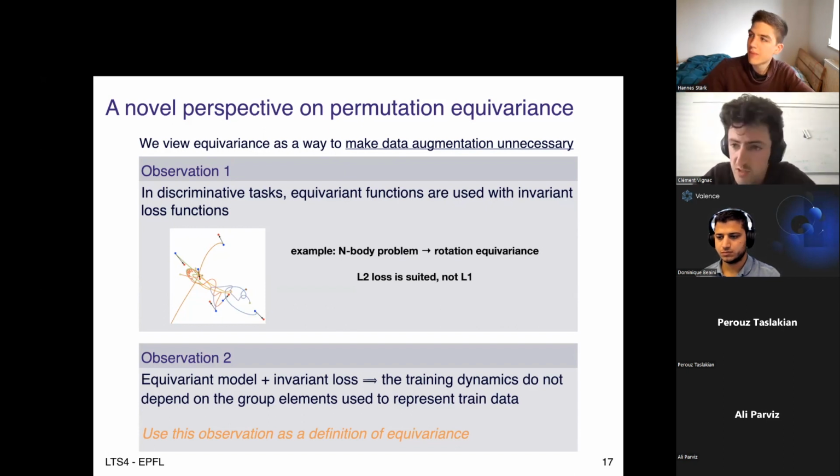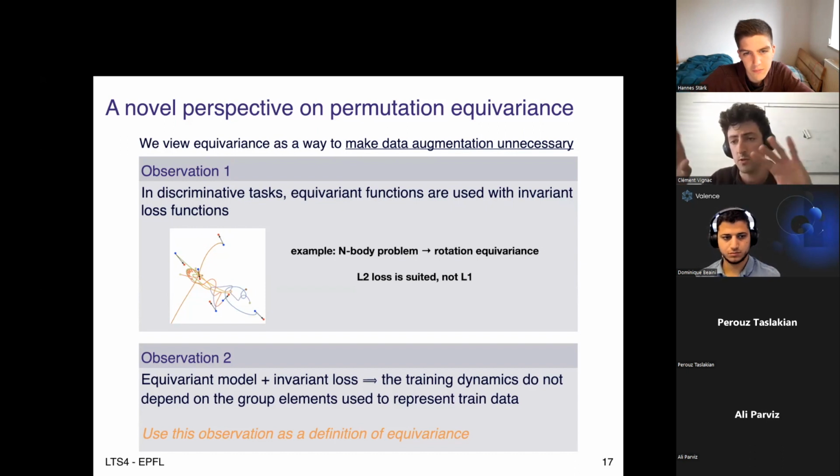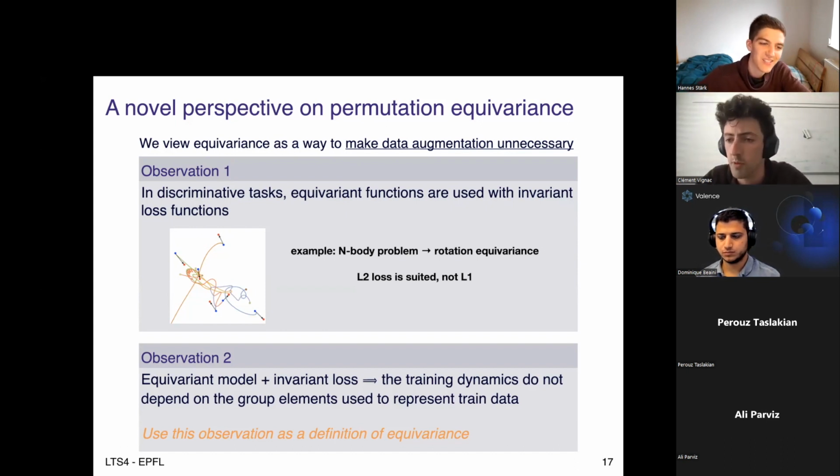For example, imagine that you have an n-body problem. So you have 3 particles, you want to predict their future state. Then your problem is rotation equivariant. And you want to use L2 loss in this case. You don't want to use L1, because if you permuted the input and the output, L1 loss would be different. So it's a bad choice for a rotation invariant problem.